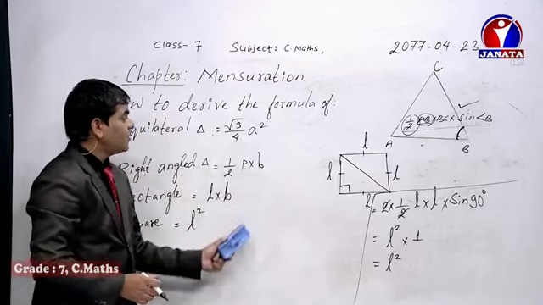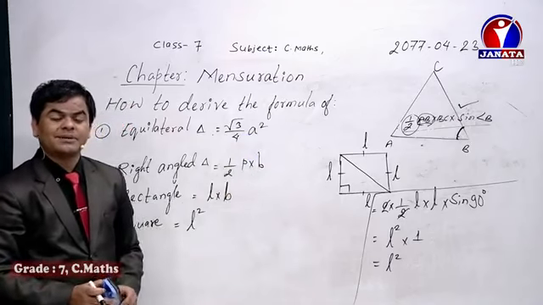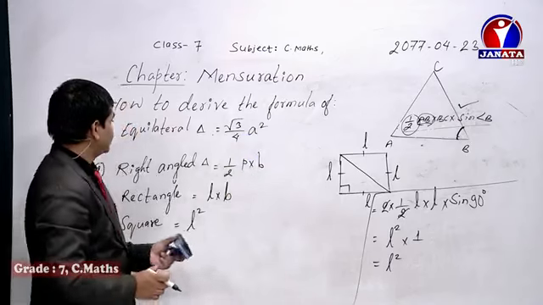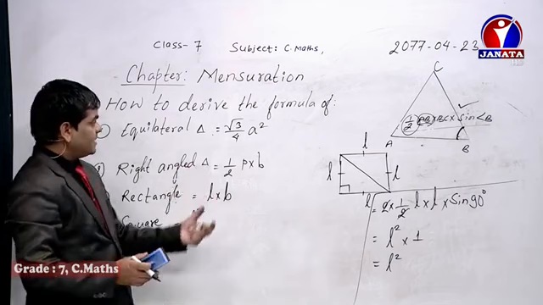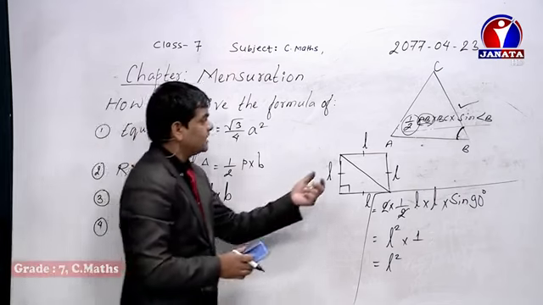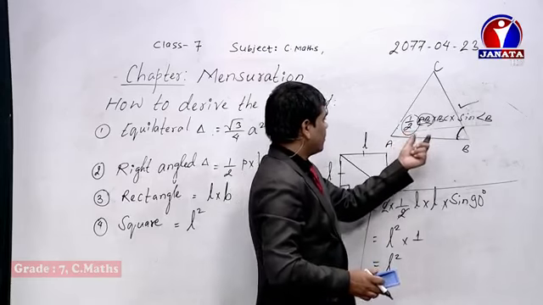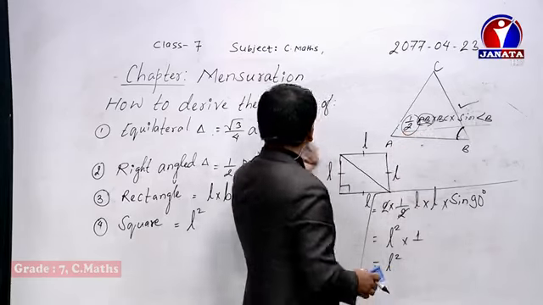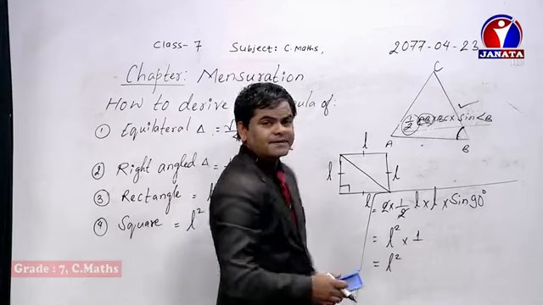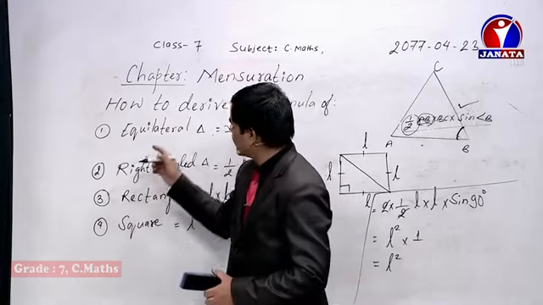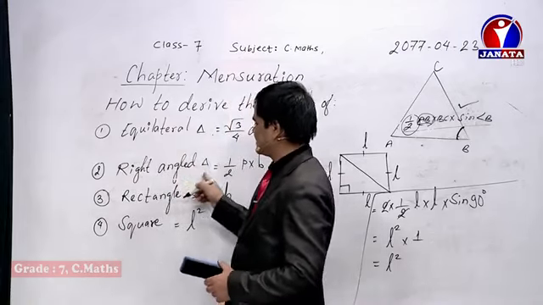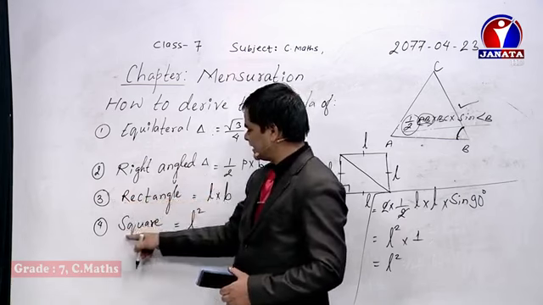These are the formulas of finding out areas, dear students, of the plane surface figures. So we have discussed by using only one formula of a triangle to find out the formulas of different types of figures. 4 types of figure: one is equilateral triangle, another is right angle triangle, another is rectangle, and then square.